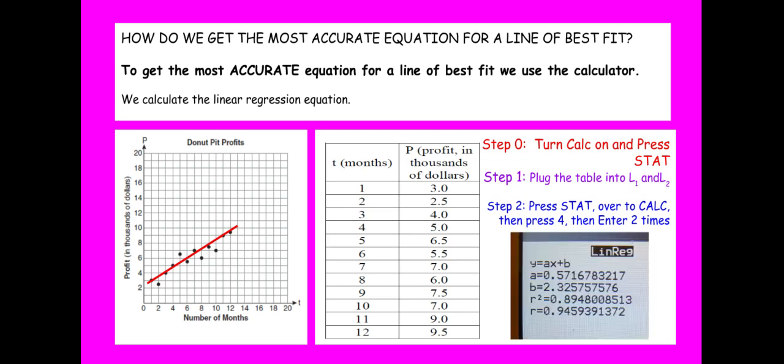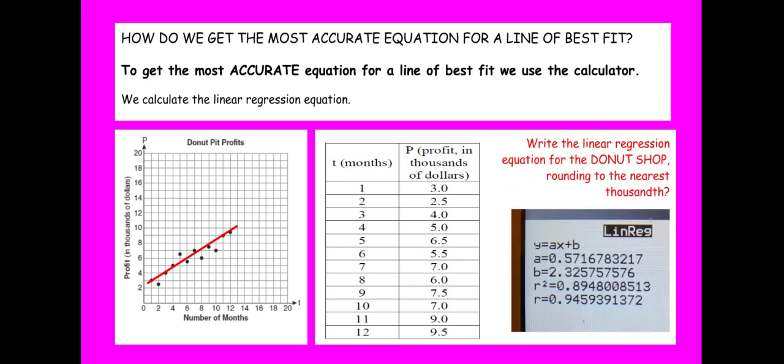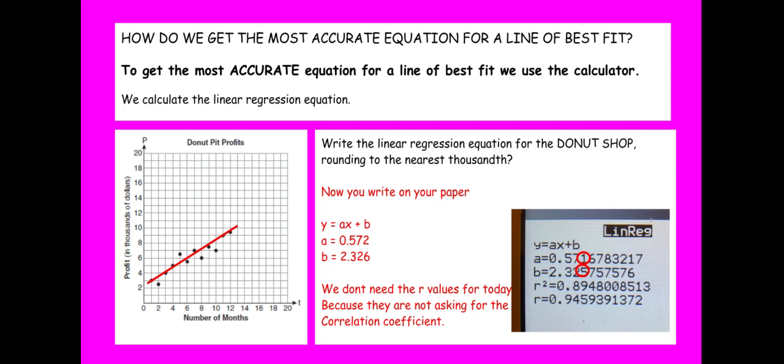Still the same steps. And your calculator should look like that. If it doesn't look like that, please pause the video and go back and put your data into list 1 and list 2. Next, it says at the bottom, write the linear regression equation for the donut shop, rounding to the nearest thousandths. Well, our thousandths spot is the third decimal place. So what we do is we look to the right of the 1, it's a 6, and to the right of the 5 is a 7. So when we round it appropriately, we get 0.572 for A, and for B, we get 2.326.